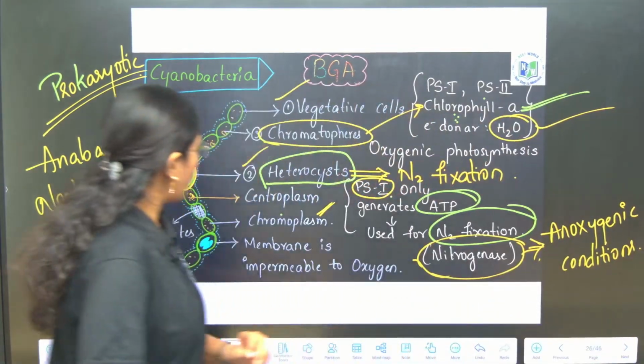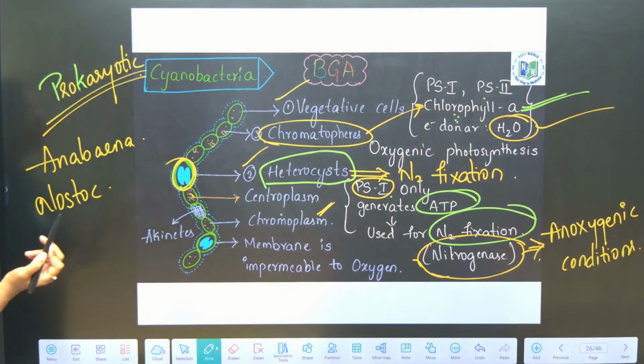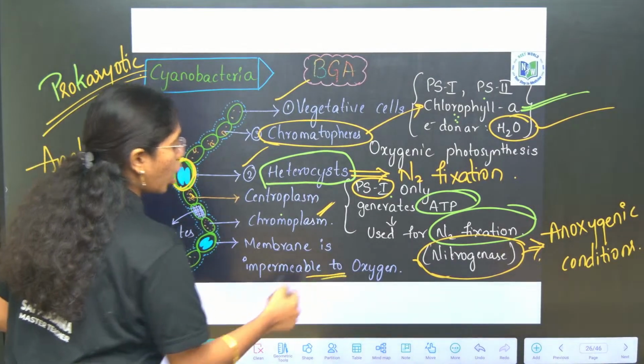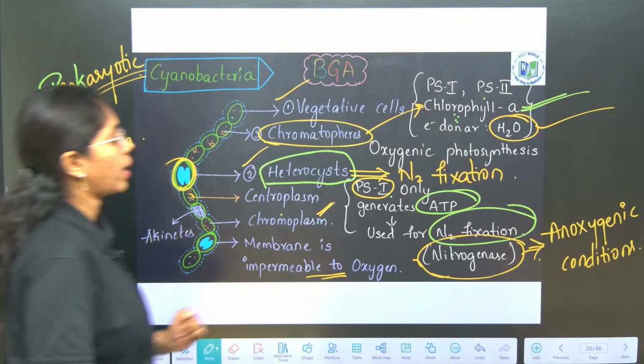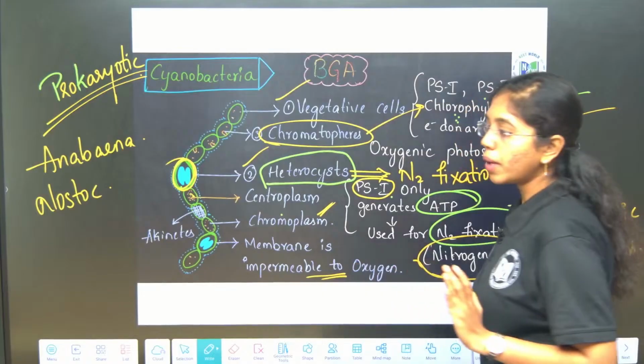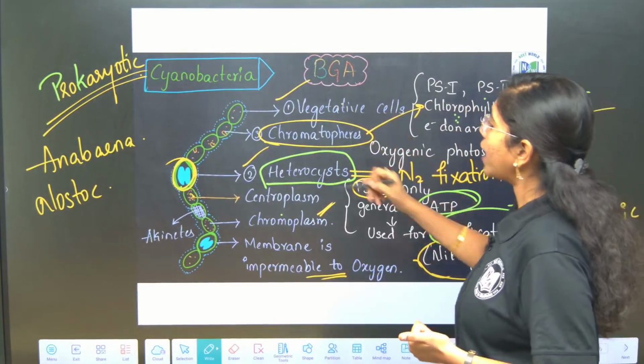Okay. And next, the membrane of heterocyst is impermeable to oxygen. Okay. So this is what we have about blue-green algae or cyanobacteria. I hope this is clear to you. Two cells: vegetative cell and heterocyst.